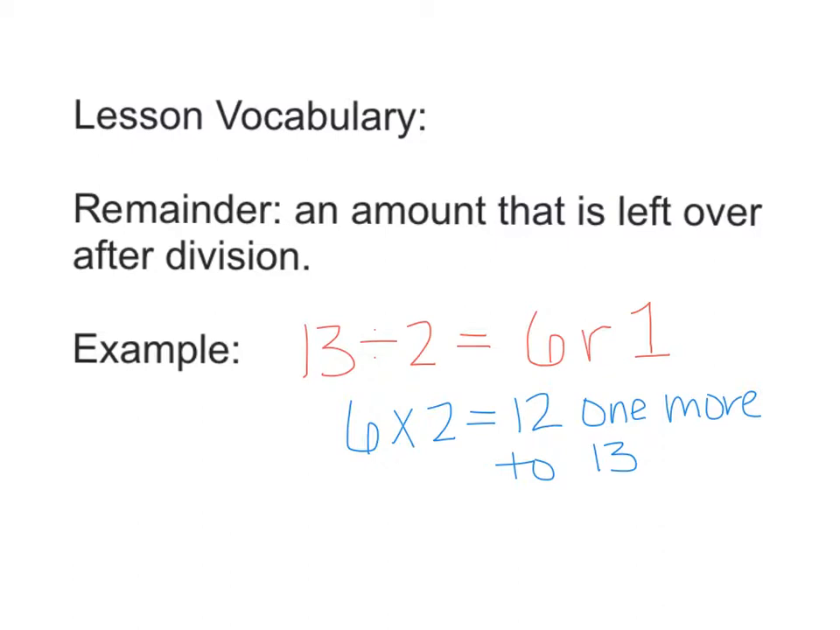Today's lesson also has a vocabulary word. Our vocabulary word for today is remainder. A remainder is an amount that is left over after we divide. For example, 13 divided by 2 is 6 remainder 1, because 6 times 2 is 12, but 12 is not the same as 13, so there's 1 left over. We call the 6 our quotient, and we call the 1 our remainder.